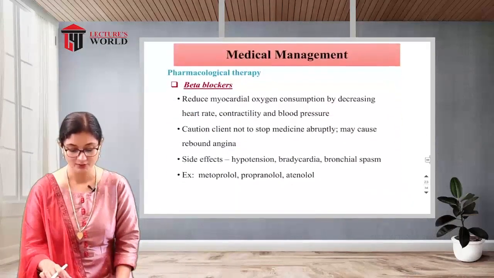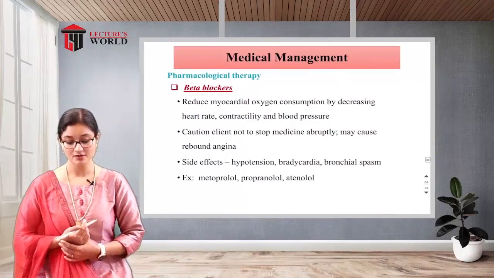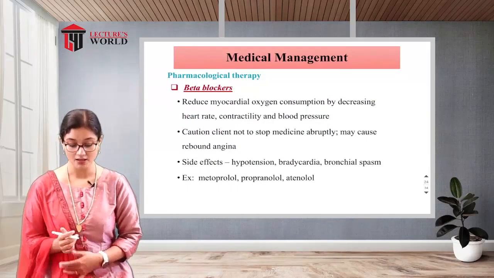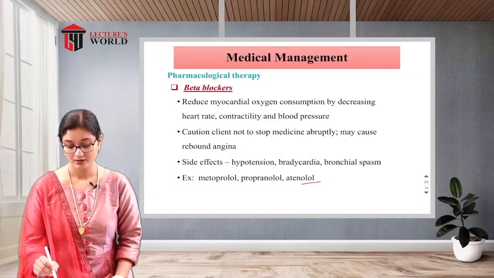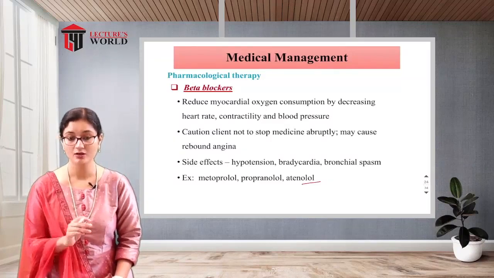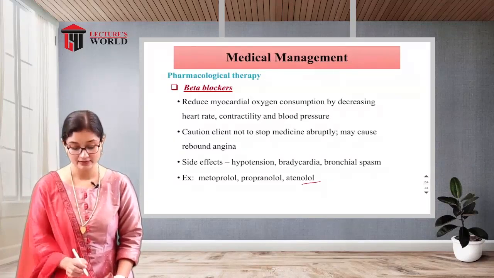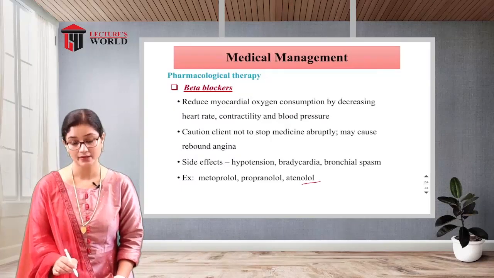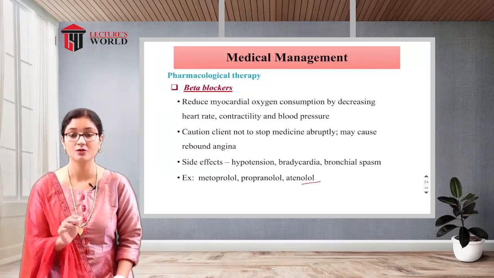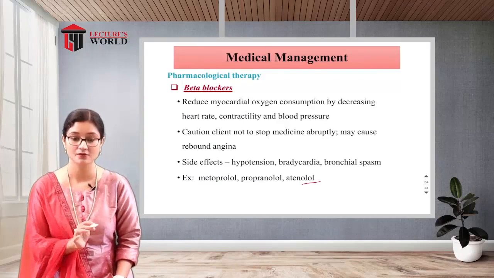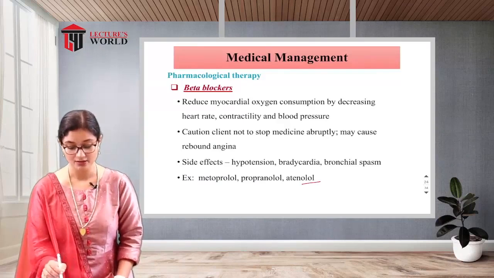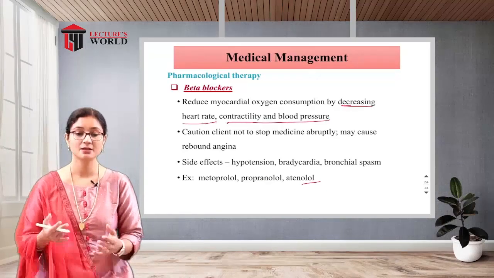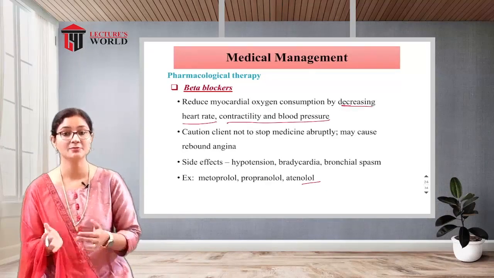Next is the beta blocker. It reduces myocardial oxygen consumption. Beta blockers always end with lol, you know? So all beta blockers will end with lol. That is metoprolol, propranolol, atenolol. These are all lols. All lols are beta blockers. So it reduces myocardial oxygen consumption by decreasing heart rate, contractility and blood pressure. Beta blockers are also commonly used for hypertension patients.